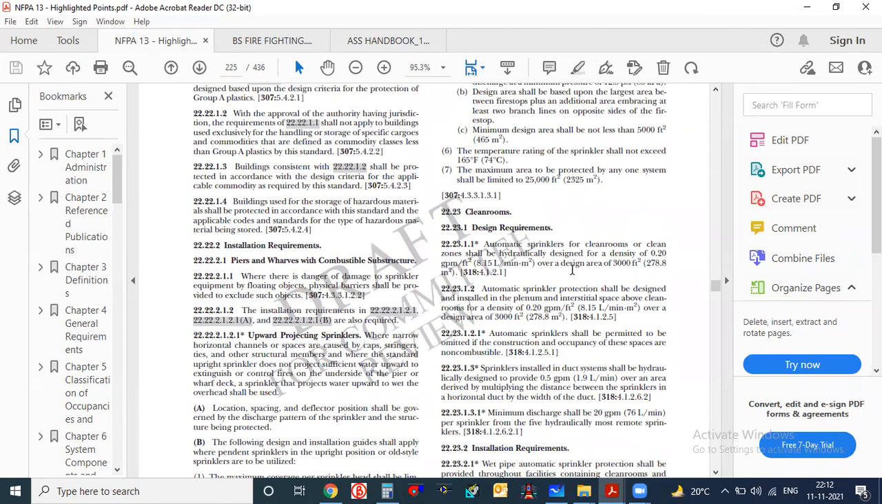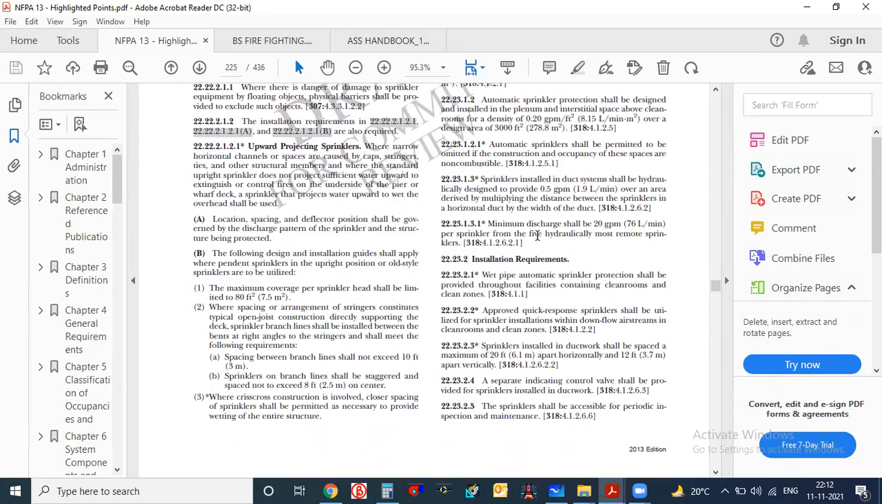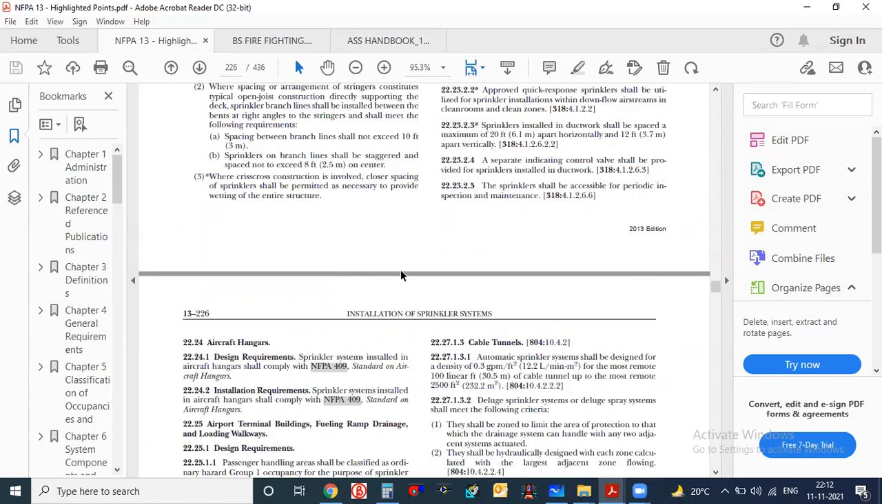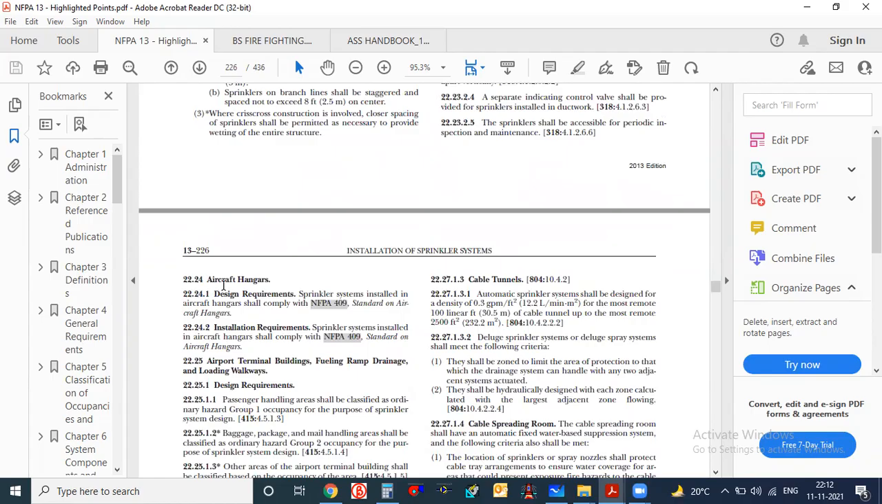And here they have given what is the density, what should be the area, design area, automatic sprinkler, minimum discharge from the 5 hydraulically most remote sprinklers. See, this is also most important point. How many sprinklers we have to take? What is the minimum discharge? So these values you can use in our main calculations, hydraulic calculation. They have given about the aircraft hangar.